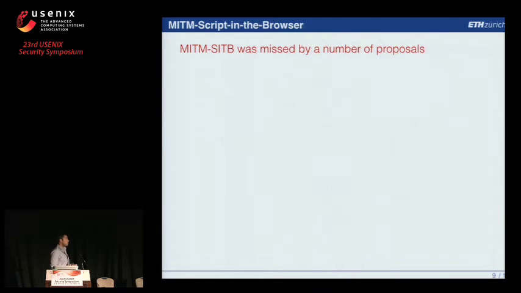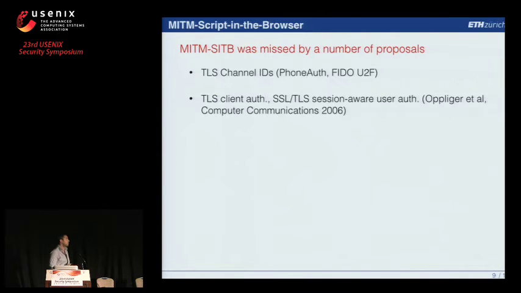So the man-in-the-middle script in the browser attack was missed by a number of proposals. The most recent and prevalent one is TLS Channel IDs, and all protocols built on top of it, like Phonoth and Fido UTF. But also traditional TLS client authentication does not prevent this attack, and also an older proposal from 2006 called TLS session-aware authentication also falls victim to this attack.